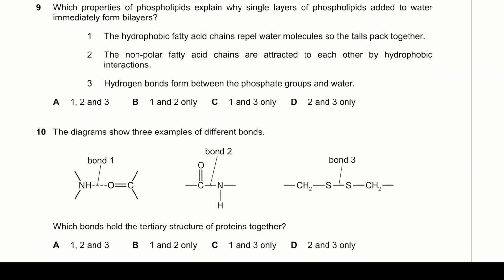9. Which properties of phospholipids explain why single layers of phospholipids added to water immediately form bilayers? First of all, the phospholipid molecule has a hydrophilic phosphate head and hydrophobic tails. Therefore, they are able to form bilayers with the hydrophilic part forming hydrogen bonds with water, and the hydrophobic center. The hydrophobic fatty acid chains repel water molecules, so the tails pack together.